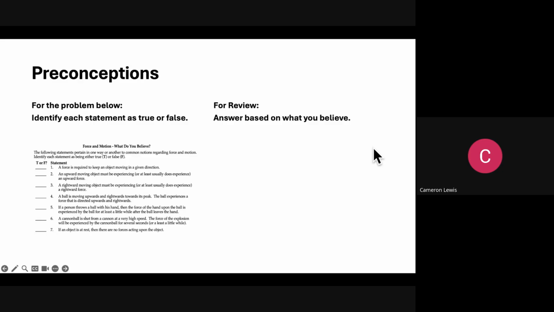Now, this is basically the same thing, right? A rightward moving object must experience a rightward force. So instead of up, it's just going to the right, but it's the same thing. Would y'all say true or false for that? You say false. So you're going to say the same thing as your previous answer. Are you still saying true? The only thing we changed in that third one was the direction. Instead of up, it's right.